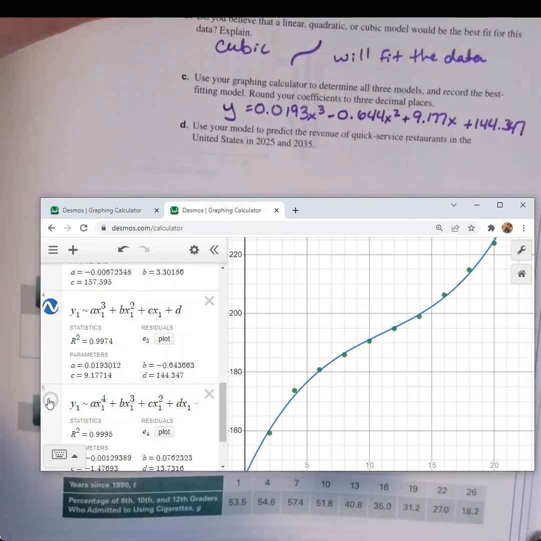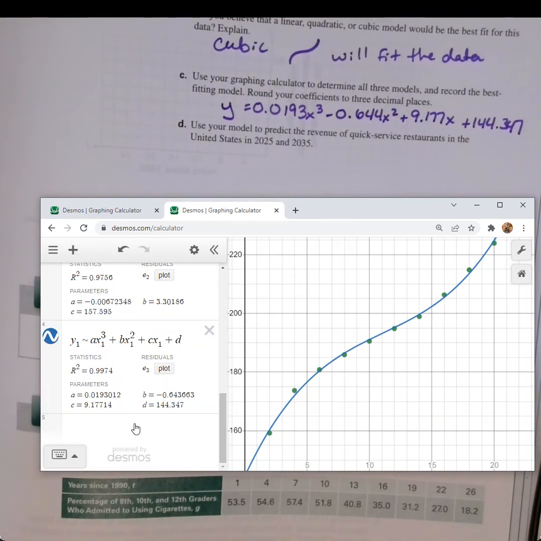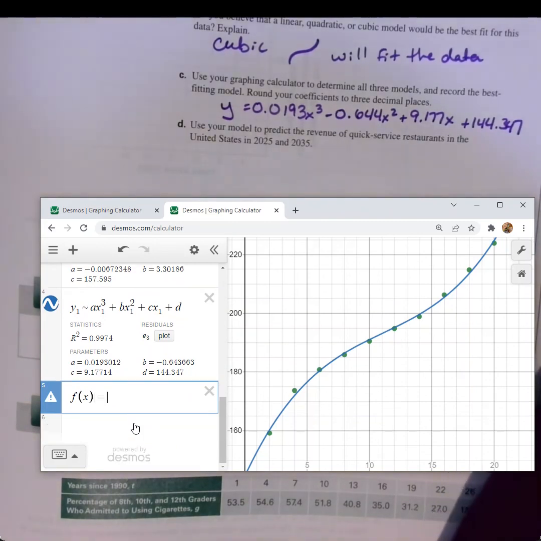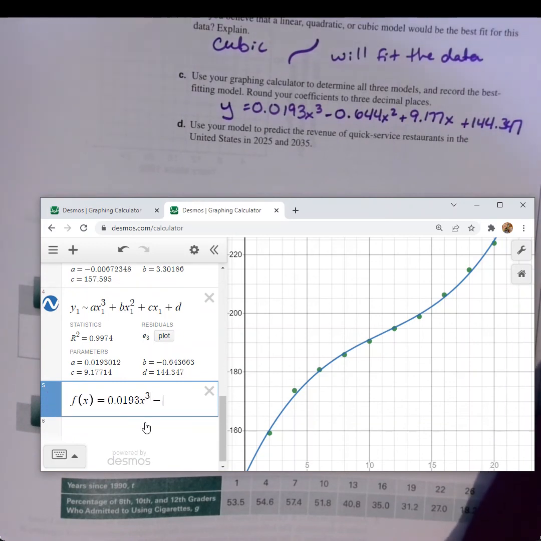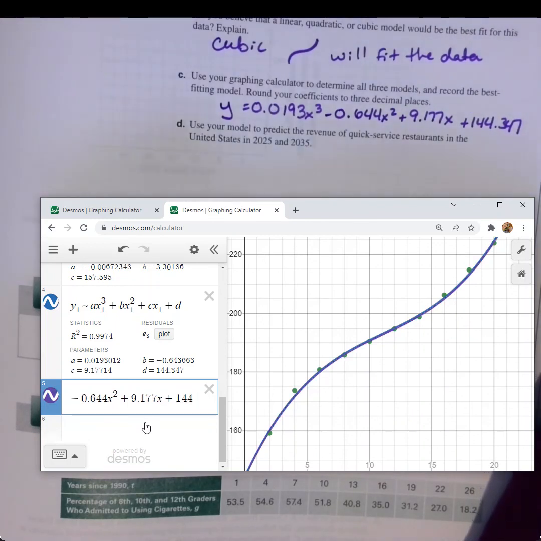Use the model to predict the revenue of quick service in those 2 years. So I'm going to rewrite my function and make sure that I have a sufficient rounding to get close to the model. So I've got my x cubed term, then I need a 0.644x squared term, and I need my 9.177x term and my 144.347. Oops, that was supposed to be a point. There we go.